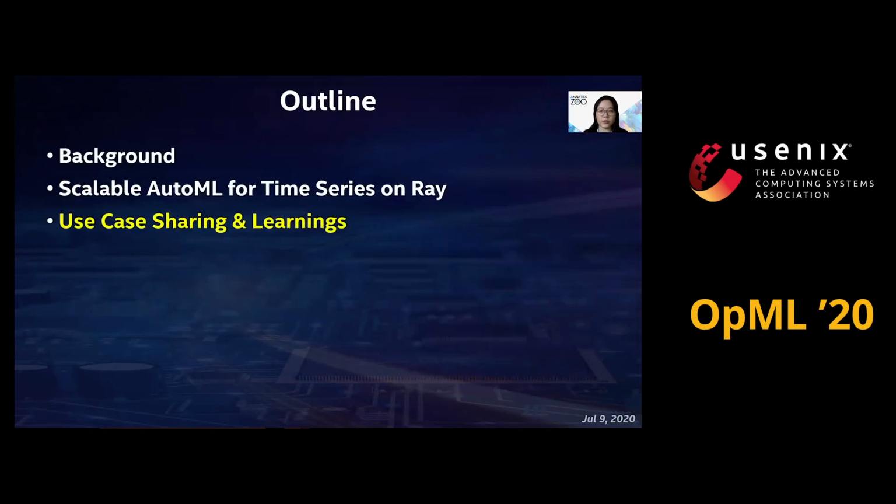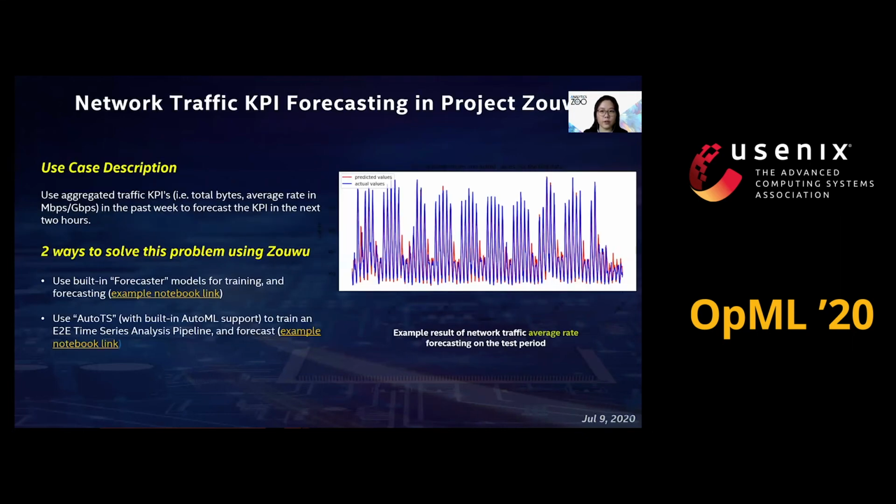Okay, now let's come to the last part, the use case sharing and learnings. So this slide shows a reference use case in the project, the network traffic KPI forecasting case. Before diving into the details of this case, let me first introduce some background. We know that many KPIs are collected from the telecom network, such as download and upload speed, channel utilizations, and number of connected users. Forecasting on such KPIs actually has very wide applications in telecom operations.